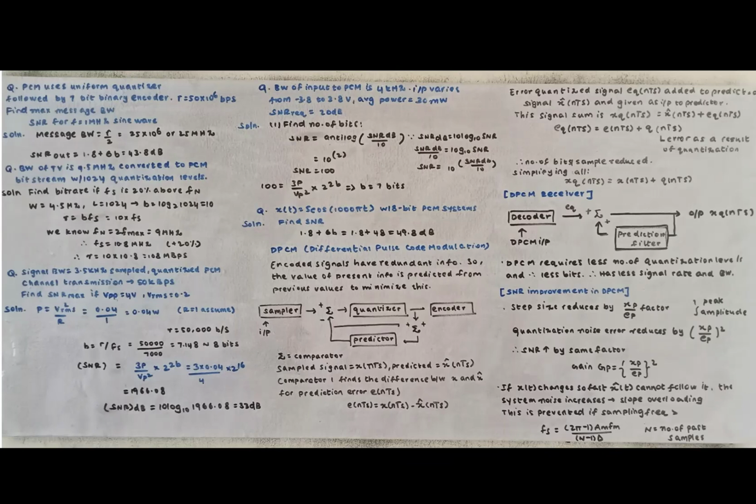The first is if the input signal changes so fast that the predicted signal cannot follow it, it is unable to keep track of it, the system noise increases very abruptly, and this is known as slope overloading. So when the predictor signal cannot follow the original input signal, then this is known as slope overloading, and this occurs when your sampling frequency is lesser than the quantity that's given there, which is 2 pi minus 1 AM FM by n minus 1 of delta, where n is equal to the number of past samples.